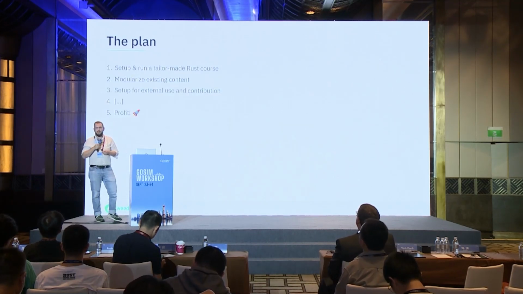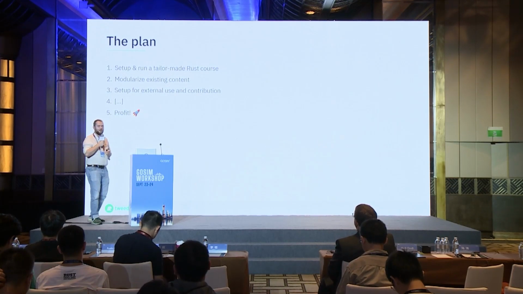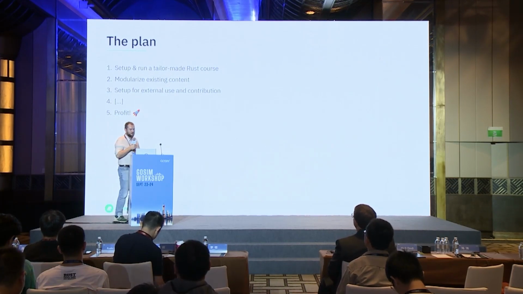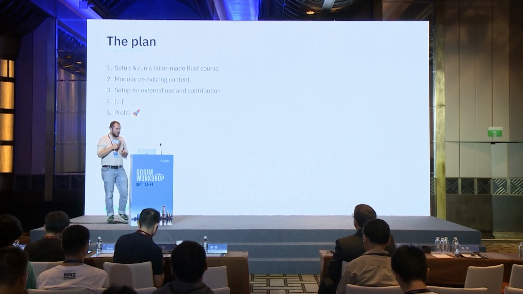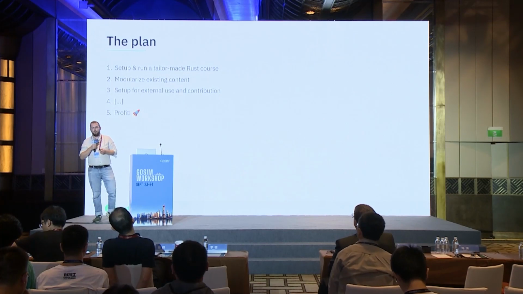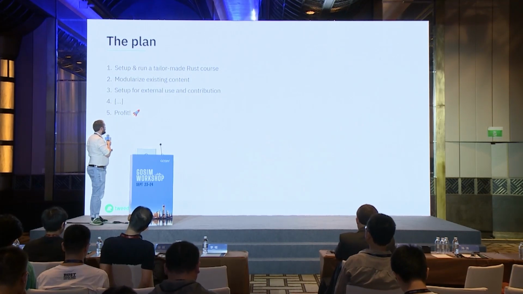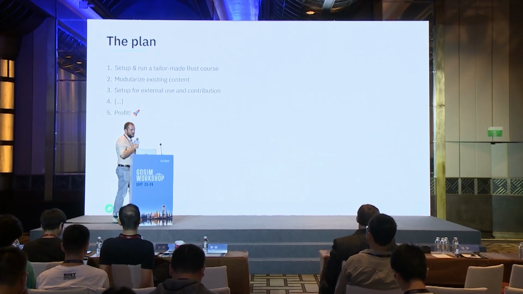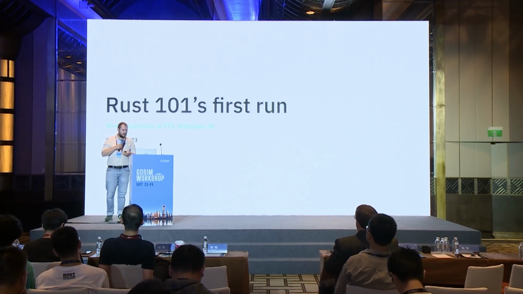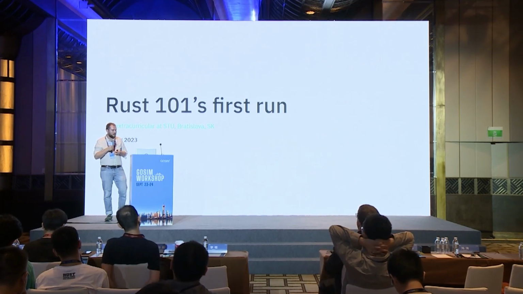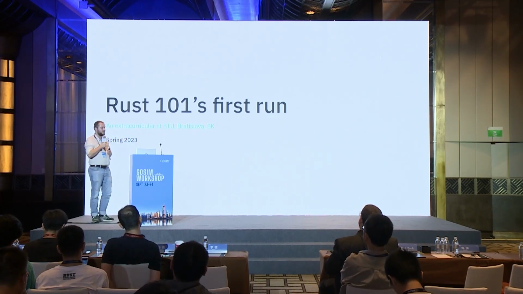So how would you go about setting up something like this? This is the rough plan we had, and that formed along the way, I should admit. What we did first is we went ahead and set up and ran a tailor-made Rust course. And then, given the content that we created for that course, we adapted it and modularized it. And then the idea is to set the whole thing up for external contribution and use. And then, hopefully profit sometime. So let me tell you about the first run of Rust 101, which was this spring at the Slovak University of Technology in Bratislava, Slovakia.